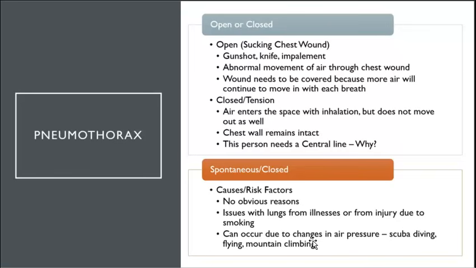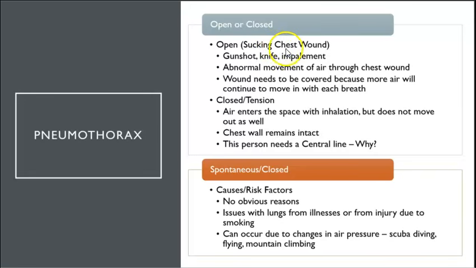Pneumothorax could be open or closed. So if it is open, think that there's an outside source. I always think of like a stabbing in the chest wall. Someone stabbed somebody in the chest. Someone got a gunshot wound to the chest. Something punctured you from the outside and has now caused the deflation of your lung.